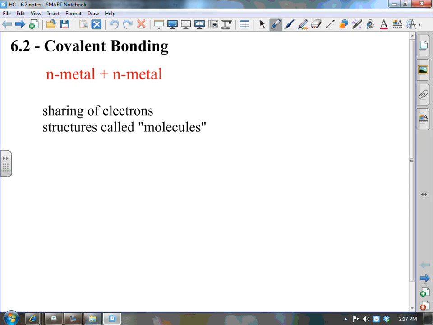In covalent bonds that involve the nonmetals, both nonmetals tend to have a fairly strong or fairly high electronegativity. So neither one of them wants to lose. They are somehow going to share. So that's the first thing to remember, is there's going to be some sharing involved.